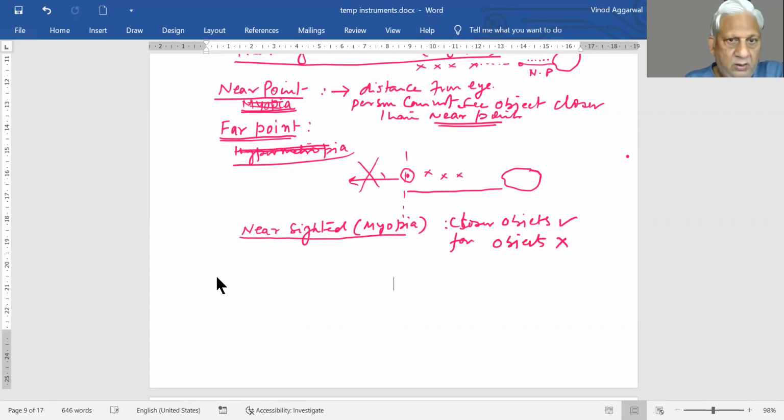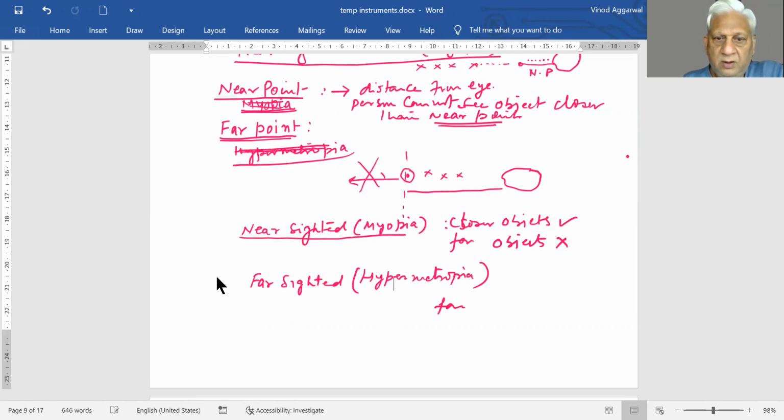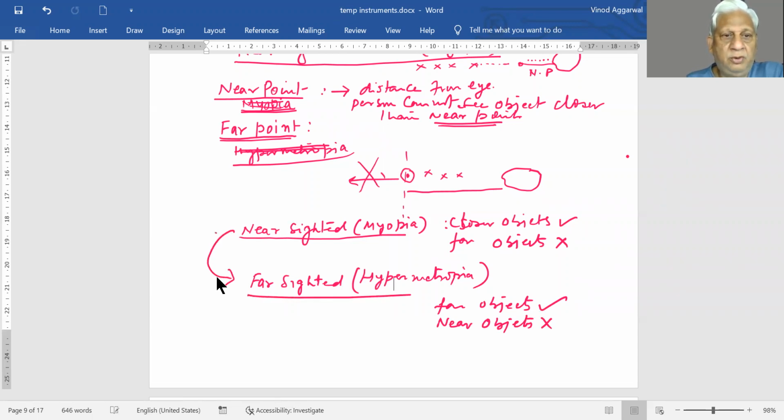Similarly, people who are farsighted, this is hypermetropia. Far objects, they can easily see, no problem. Near objects, they cannot see. So these two conditions are opposite to each other. Now, how do we correct it?